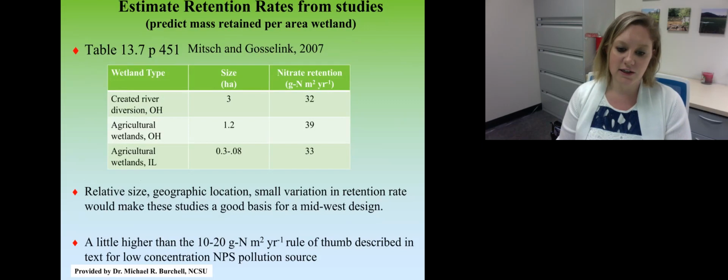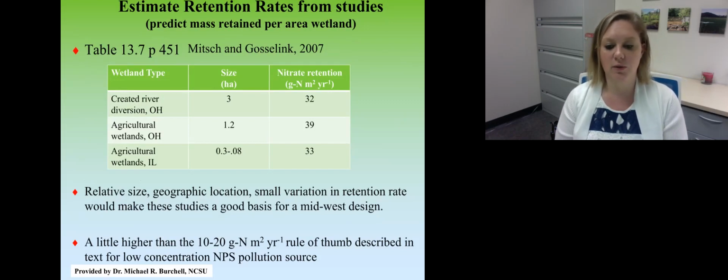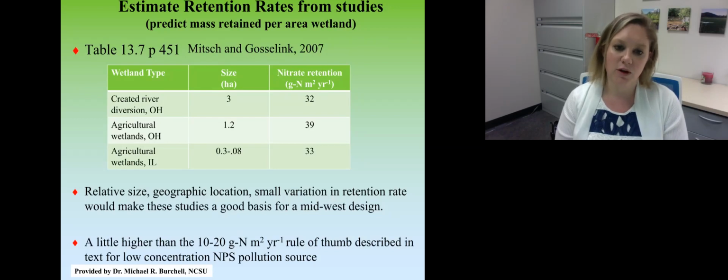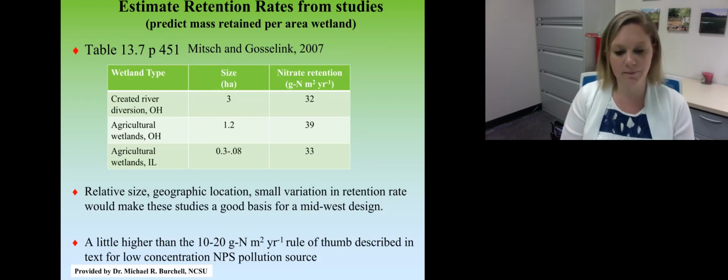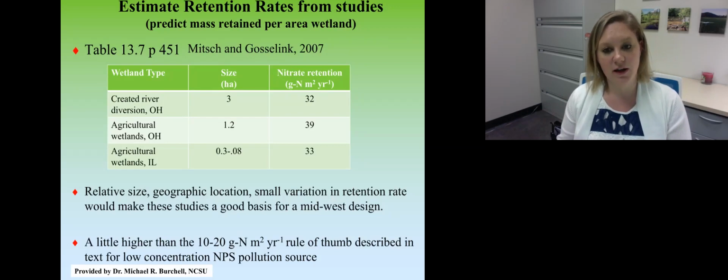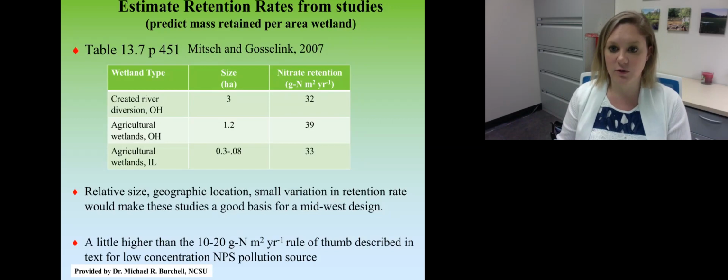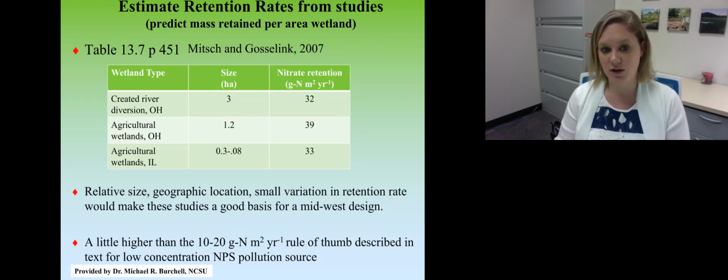A little higher than 10 to 20 grams of nitrogen per meter square per year is a rule of thumb described in the text for low concentration non-point source pollution sources. So for instance, these are systems that are receiving ag water from runoff. This is not going to be an exact science for wastewater treatment, for instance, from a municipality. But if your municipality is releasing water that's similar to ag water, which likely for your design will be true, you can anticipate likely a nitrate removal in this range.